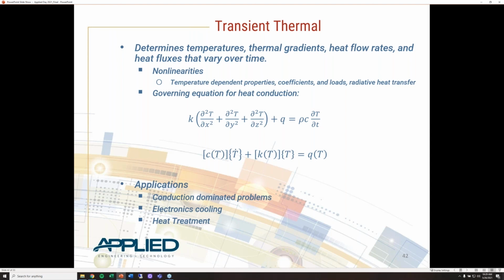Okay, so this is going to be conduction dominated problems that our steady state thermal couldn't handle. We're not including fluid here, so we can have things like convective coefficients, but we don't have actual convection taking place. Other application examples may be electronics cooling, heat treatments, etc.